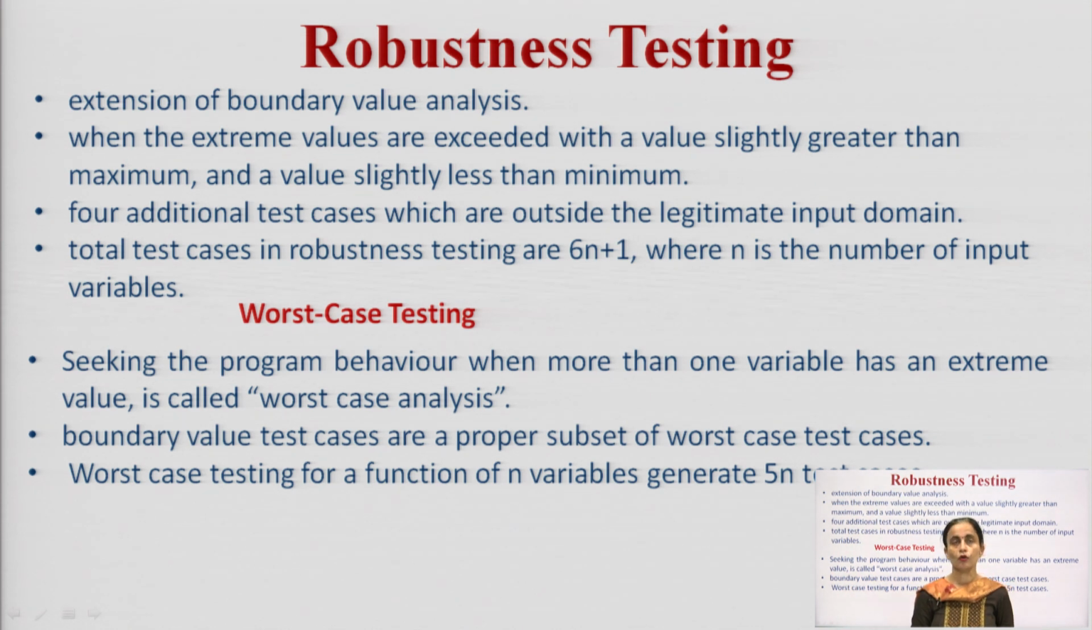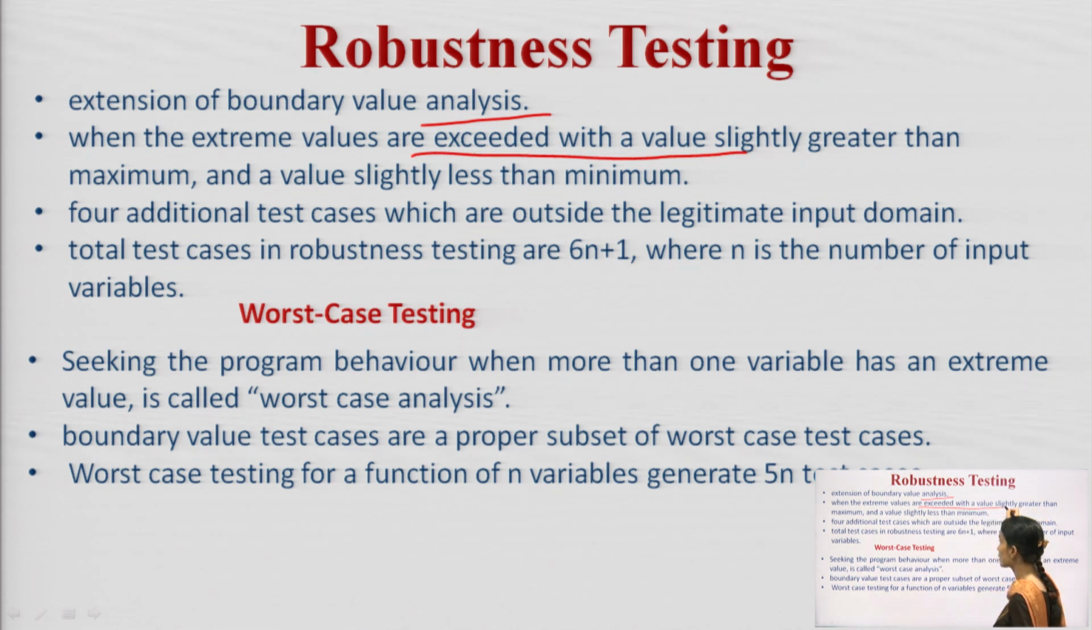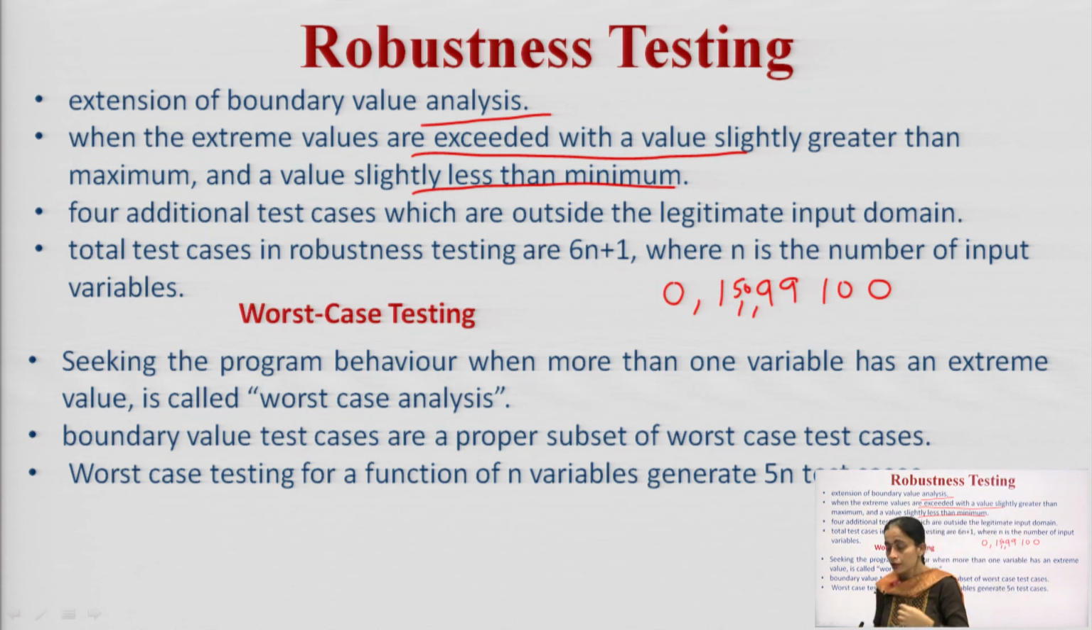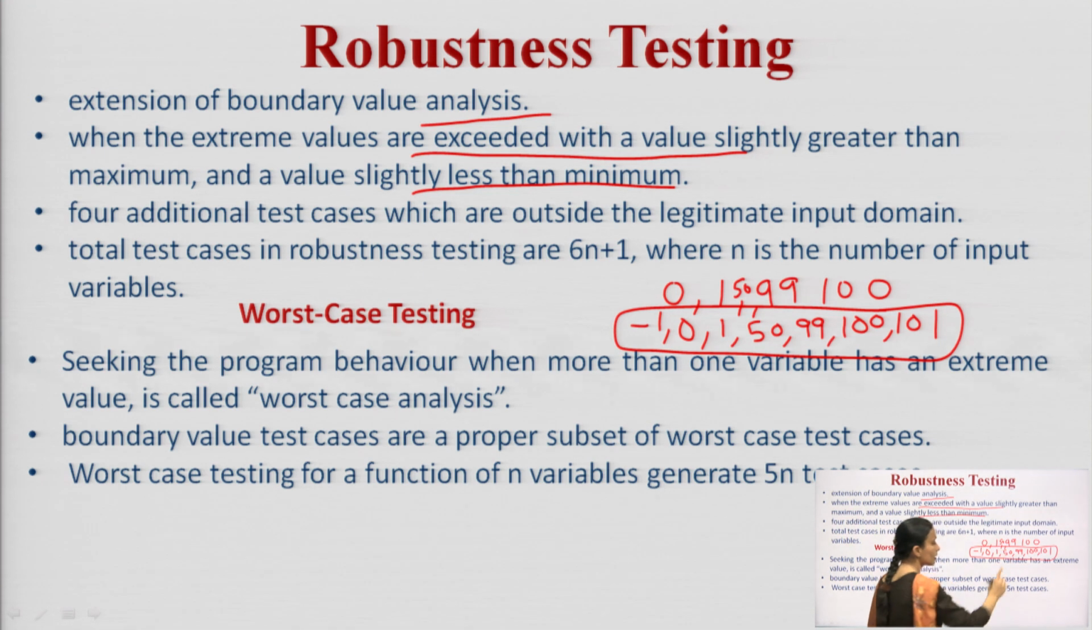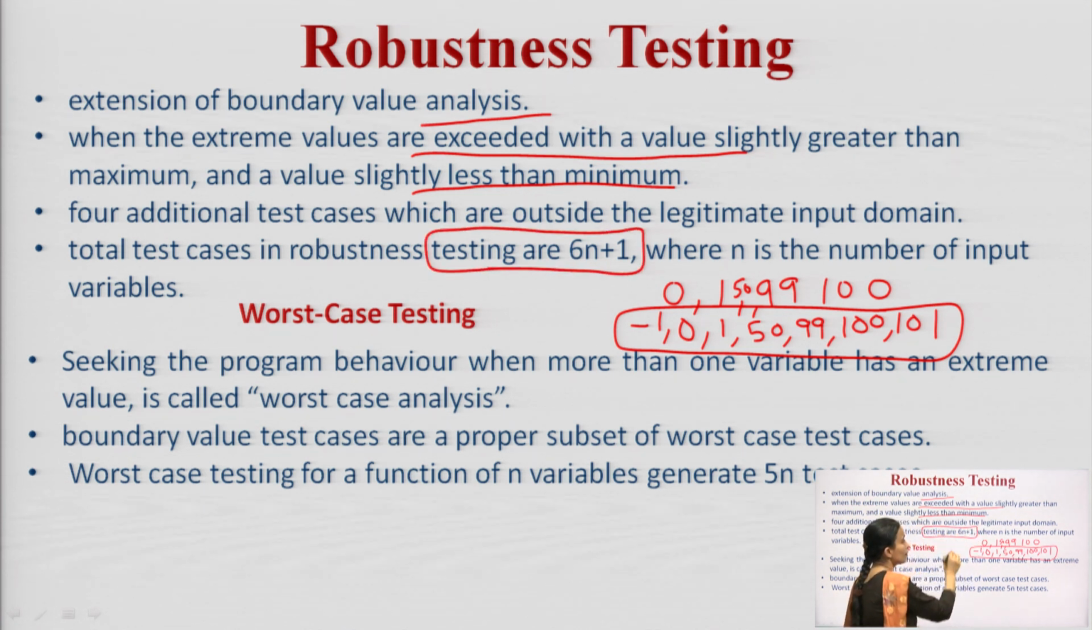Then the next kind is robustness testing. Robustness is the extension of BVA. It says that the extreme values are exceeded with a value slightly greater than the maximum and a value slightly less than the minimum. Earlier I was checking 0, 1, 50, 99 and 100. Now I will include slightly less than the minimum and slightly greater than the maximum. That means -1, 0, 1, 50, 99, 100 and 101. So, these 6 cases for any single variable will be checked. So, 6n plus 1 will be the test cases when I am doing robustness testing.